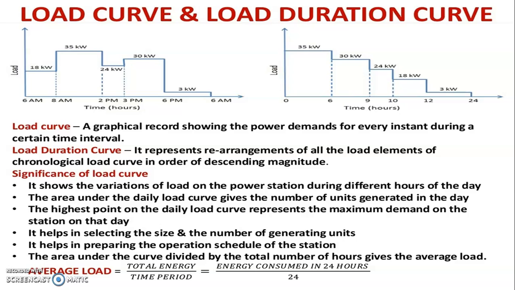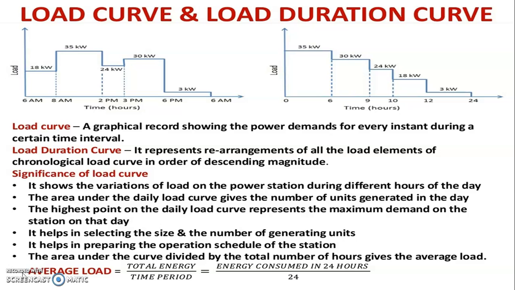Then next one is load duration curve. It represents the rearrangement of all the load elements of the chronological load curve in order of descending magnitude. So in the load curve graph, between 8 a.m. and 2 p.m. the load is maximum at 35 kilowatt. We have to rearrange this in descending order, that is, from maximum load to minimum load. So for 8 a.m. to 2 p.m. it will be 6 hours.